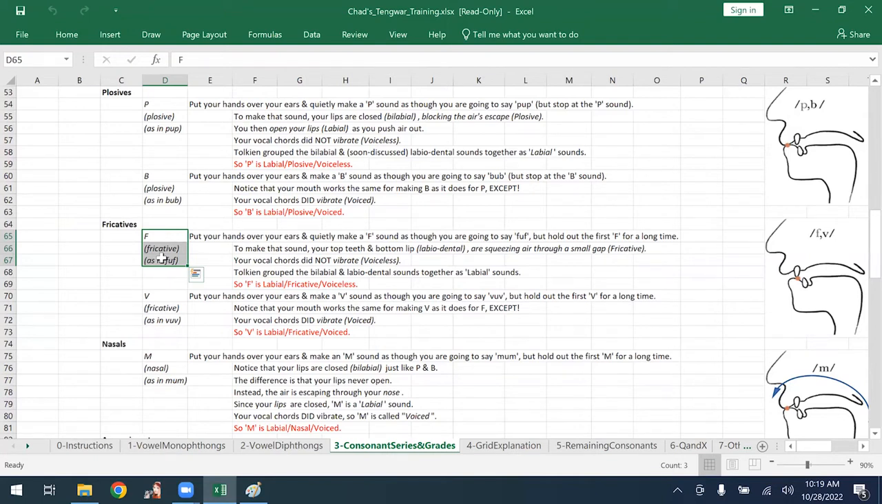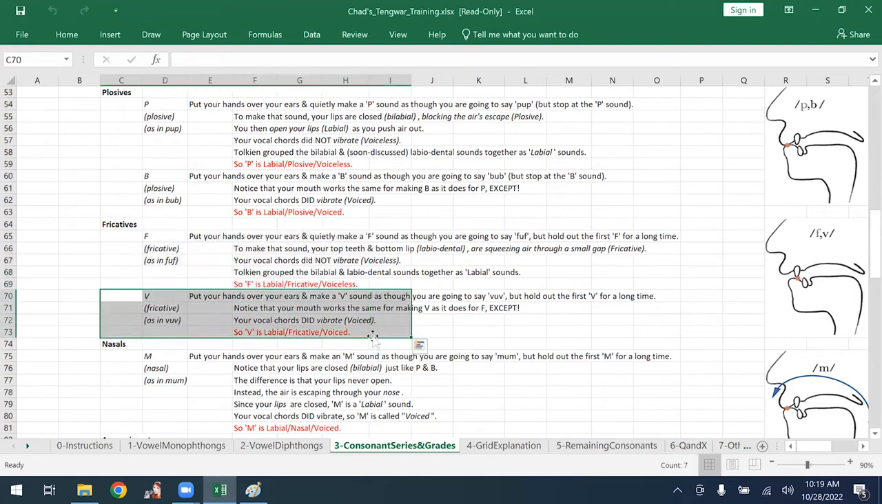I've got my teeth on my lip, just like in the picture. You've got the teeth on the lip, and it's making that. The only difference between F and V is voiceless versus voiced. It's the same exact way. What's neat about this is that you can put your mouth like you're going to say F, try to push out an F, but vibrate your vocal cords, and the V comes out.